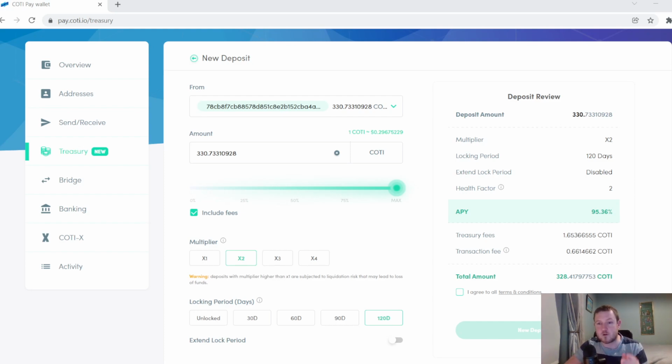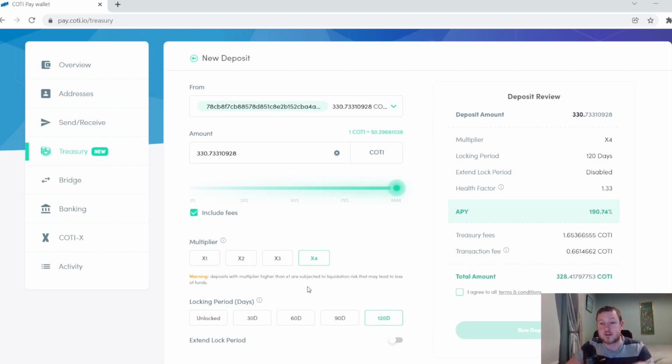This health factor will basically tell you how close or far away you are from a liquidation event. The higher the multiplier you choose, the lower the health factor is when you start off. So if I choose a multiplier of 2x, my health factor starts off at 2. If I choose a 3x multiplier, my health factor starts off at 1.5. And if I choose a 4x multiplier, my health factor starts off at 1.33.